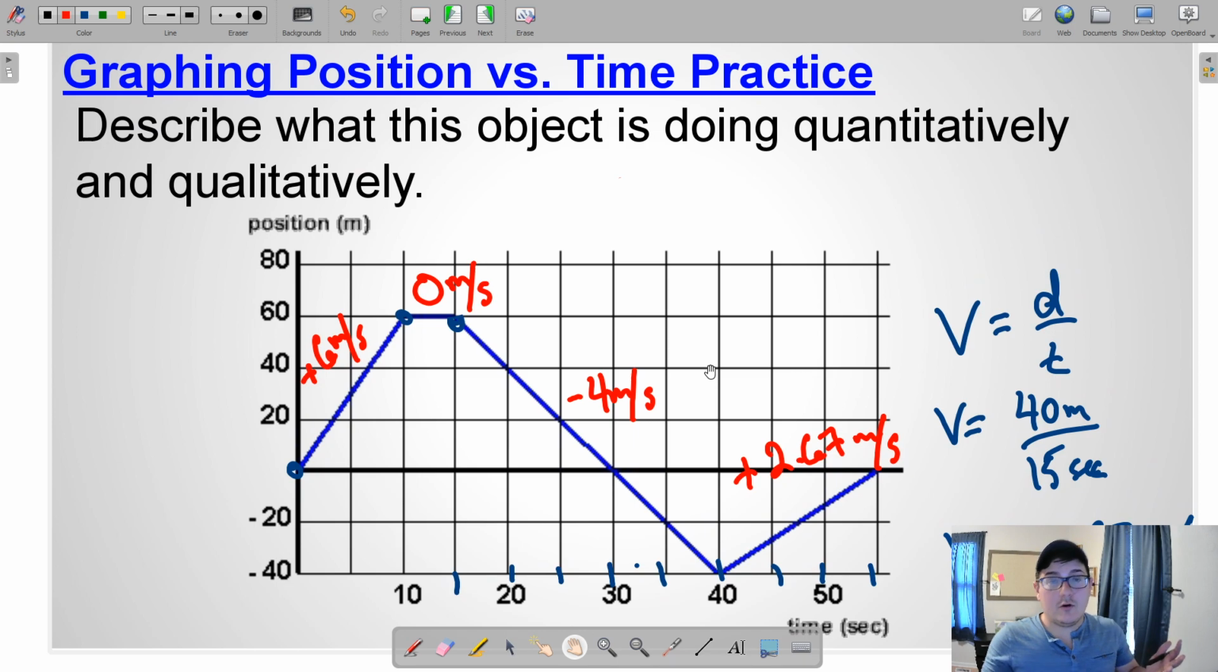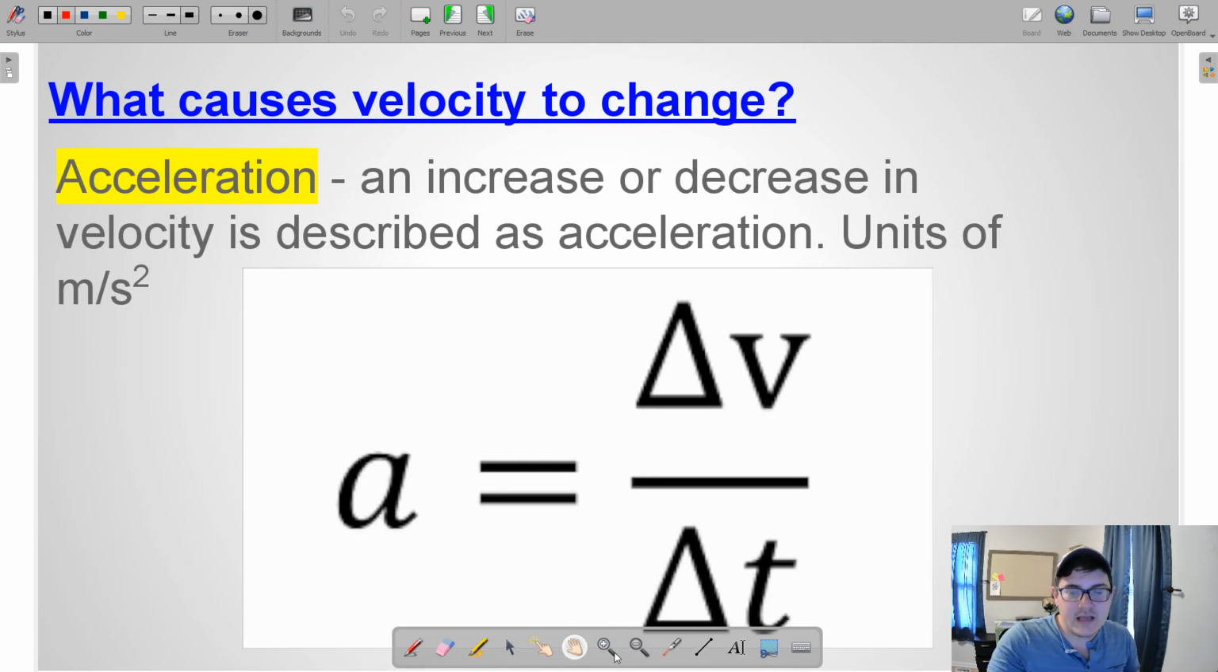Alrighty. Are we looking good so far? If not, write down your questions off to the side and bring them into class, and I would love to help you out. Okay, what can we do next?